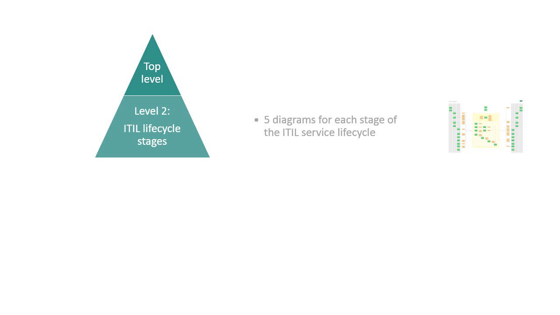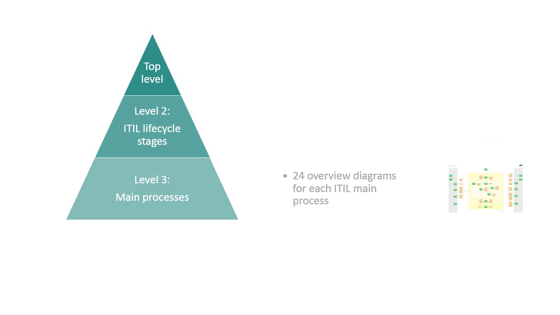And then if we go down to the next level, we will find on detail level 2 a set of 5 diagrams. 1 diagram for each stage of the ITIL service lifecycle. An example for such a stage would be service operation. If we go down further, we'll find on level 3 24 diagrams, 1 for each ITIL main process. And examples for ITIL main processes would be incident, problem or change management.